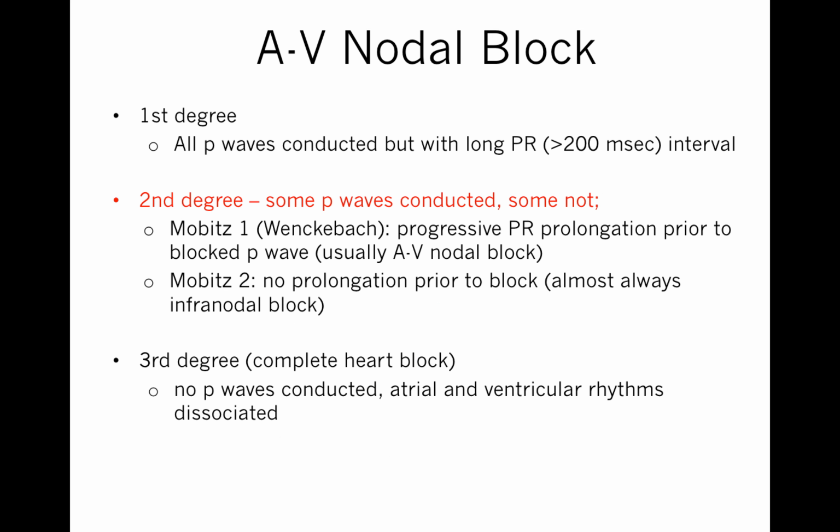Moving on to second degree AV block, here some P waves are conducted and some are not. And what matters is the pattern in which they conduct. So with Mobitz 1, which is called Wenckebach, there is progressive PR prolongation prior to the blocked P wave. With Mobitz 2, there is no prolongation and there is a sudden loss of the QRS complex. Now this has some implications which I will discuss in a minute.